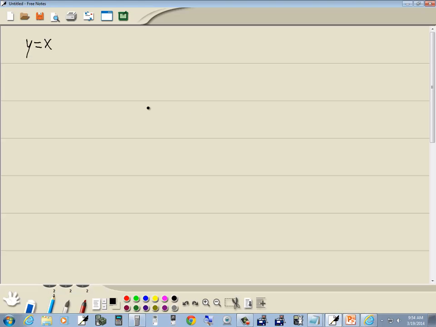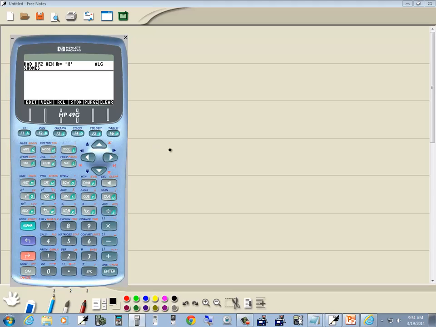So the first one we'll take a look at is y is equal to x. There's an apps button here. If I click the apps button, there are different ways of getting into these, but the first one's plot functions, which is where I want to go, so I do an enter. Next one is equation entry, so I'll go ahead and do an enter on that.